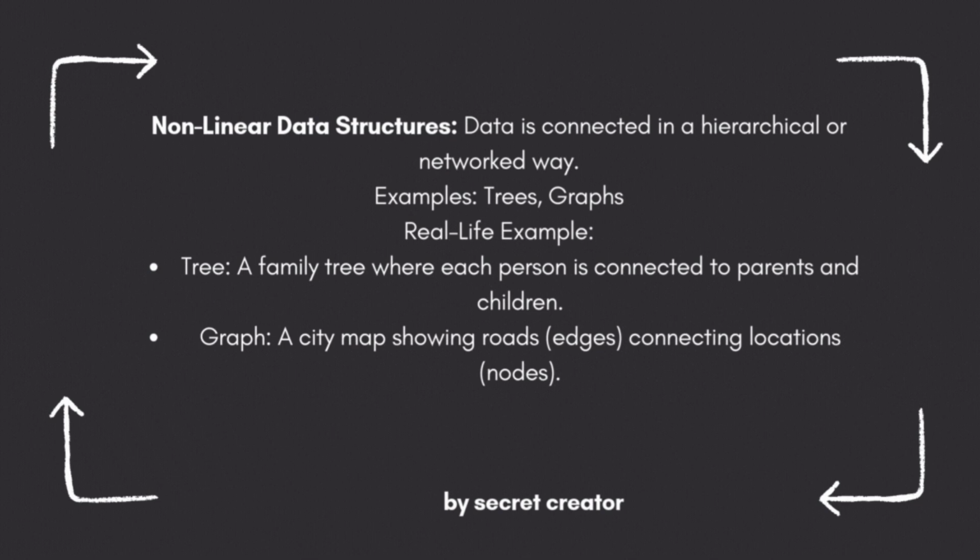Non-linear data structures organize data in a more complex way, such as in a hierarchy or a network. Examples include trees and graphs. A real-life example of a tree is a family tree. Each person is connected to their parents and children. A graph is like a city map where locations are connected by roads.